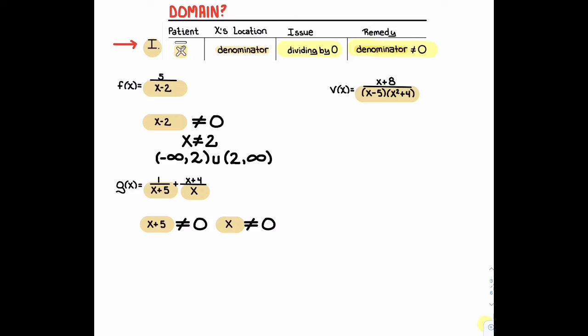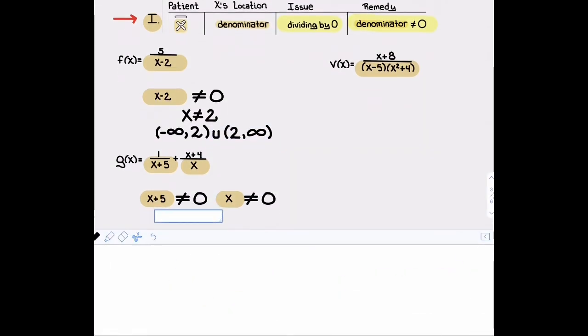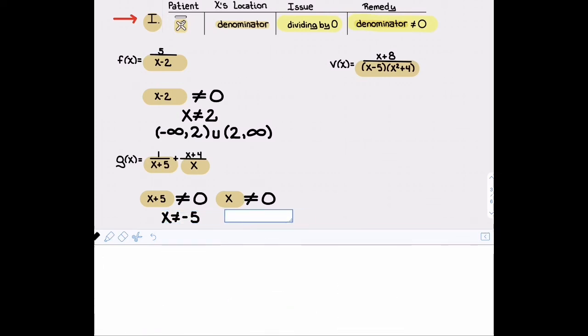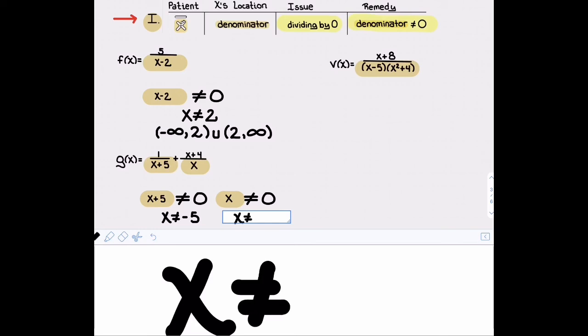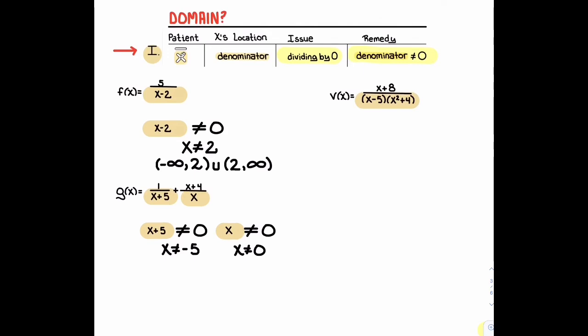Okay, so for the domain of g of x, we're going to set those denominators not equal to 0 and solve. When I solve x plus 5 does not equal 0, by subtracting 5, I have x can't be negative 5, and then x does not equal 0 is really already solved, so I just want to leave out the numbers negative 5 and 0.